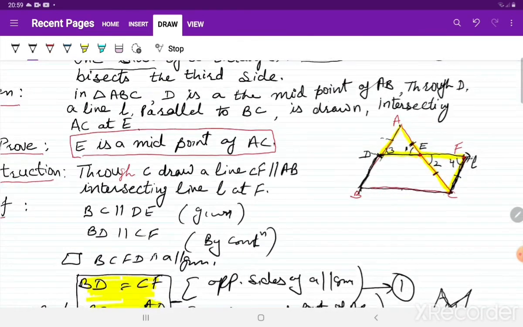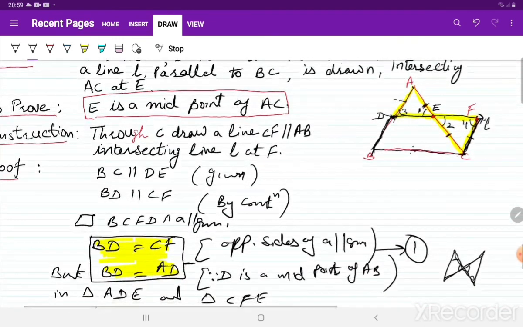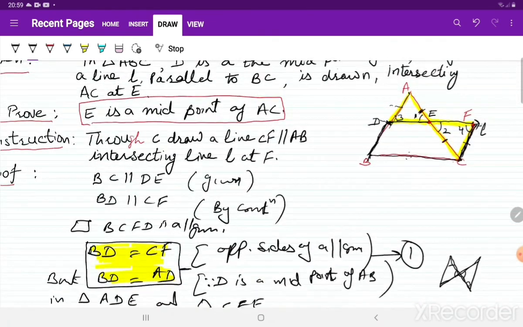So what did we do? We did one construction, CF parallel to AB. We proved quadrilateral BCFD is a parallelogram. We proved these 2 sides are parallel, these 2 sides are parallel, these 2 sides are parallel. Then BCFD is a parallelogram. If quadrilateral BCFD is a parallelogram, then its opposite sides will also be equal. Which opposite pair did I take? BD is equal to CF. Right? But BD is equal to AD. So AD will be equal to CF.